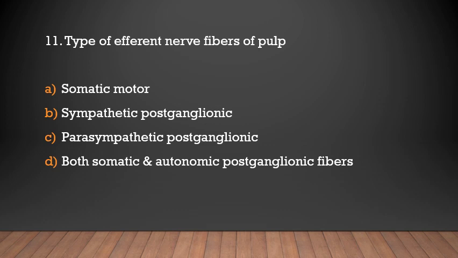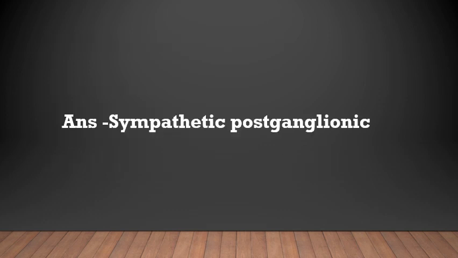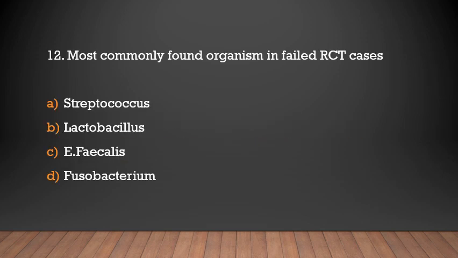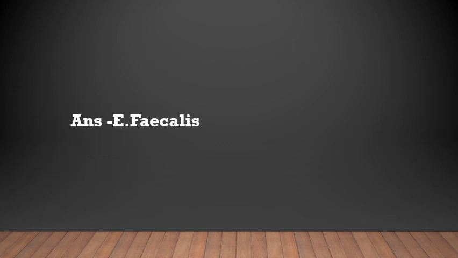Type of efferent nerve fibers of the pulp: somatic motor, sympathetic postganglionic, parasympathetic postganglionic, or both somatic and autonomic postganglionic fibers? Sympathetic postganglionic fibers. Most commonly found organism in failed RCT cases: Streptococcus, Lactobacillus, E. faecalis, or Fusobacterium? E. faecalis. Enterococcus faecalis is the most commonly found organism in failed RCT cases.